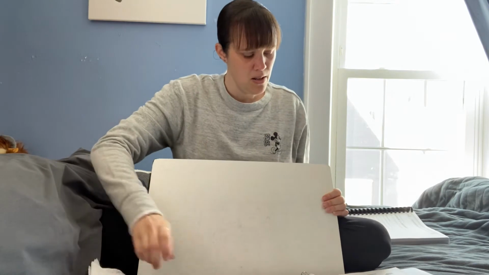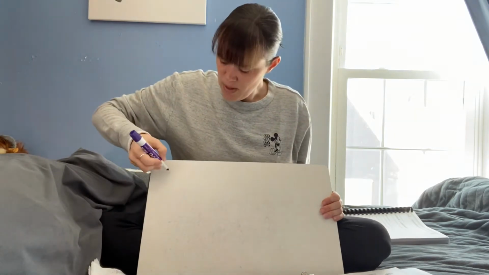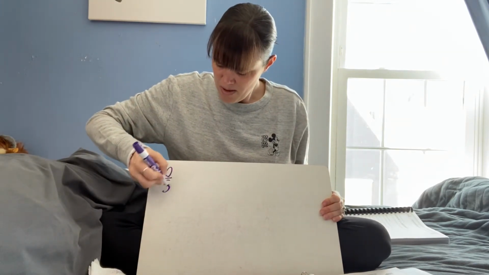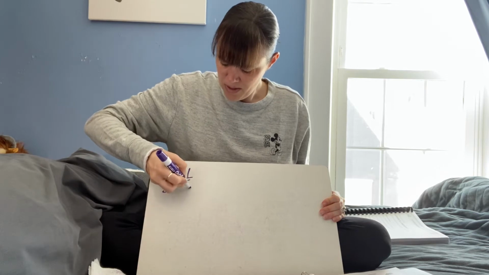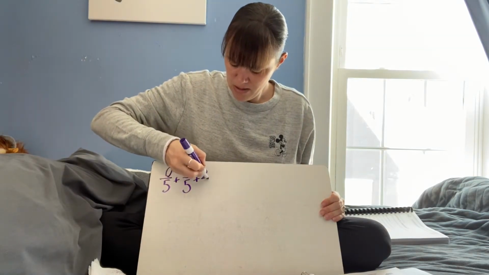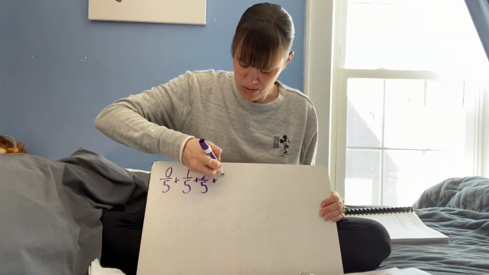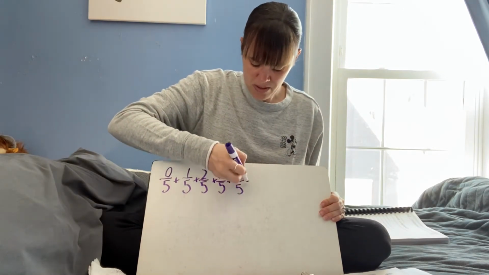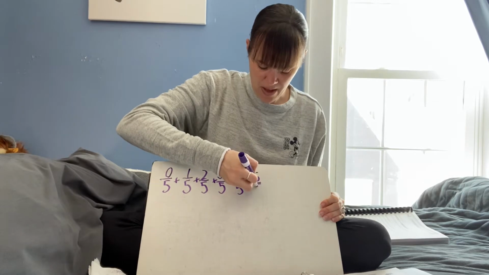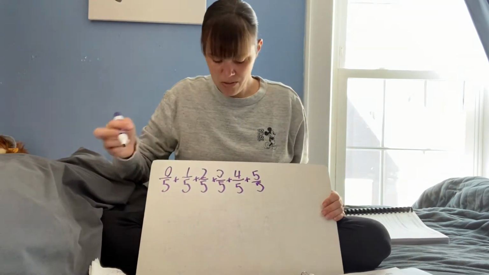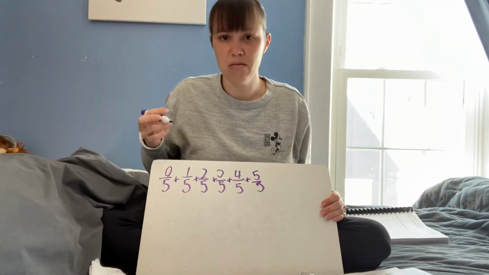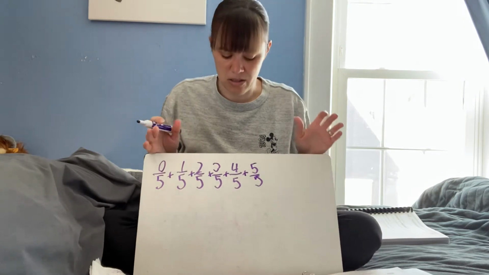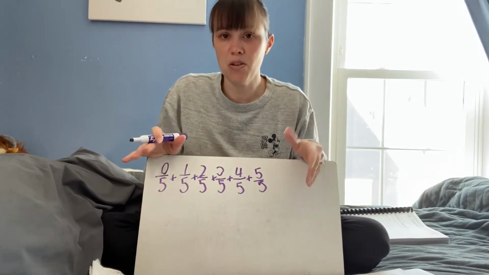All right, so let's move on to C. We have 0/5 plus 1/5. This is what's going to take me the longest. Plus 2/5 plus 3/5 plus 4/5 plus 5/5. Okay, so let's find all of our fractions that when added together will make one whole.